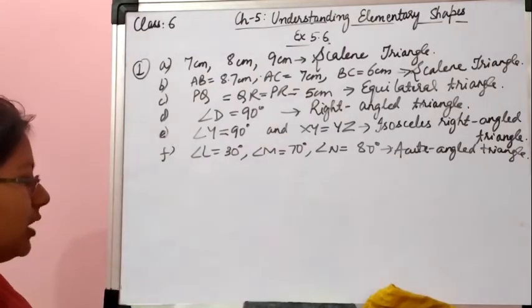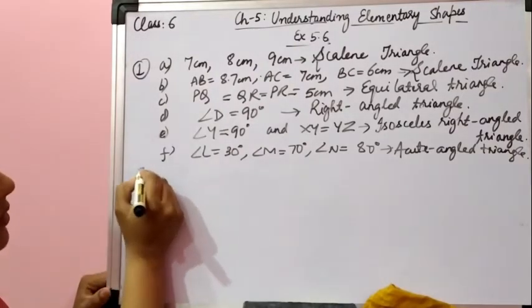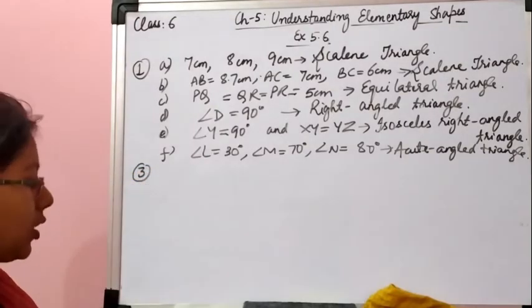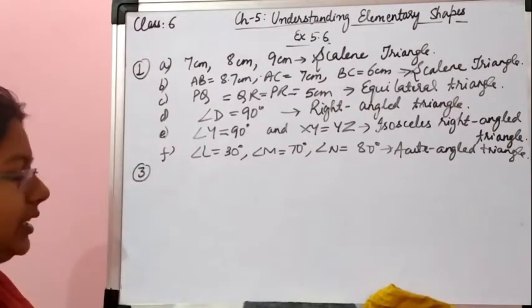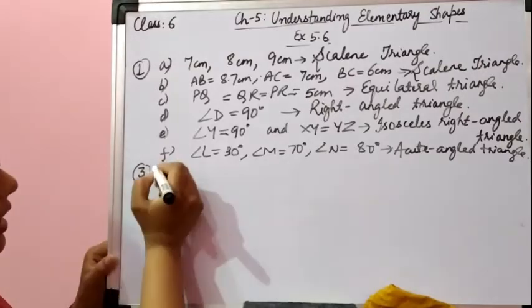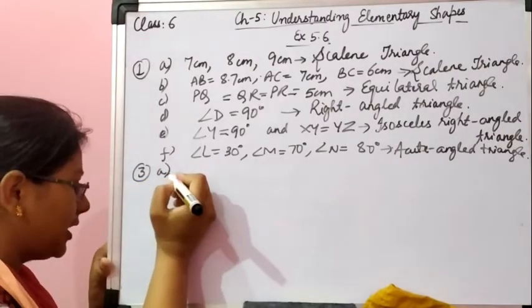Now I am moving to the next question, that is question number 3. This is quite a lengthy one, but it's very easy. Now for A part, the diagram is given like this.